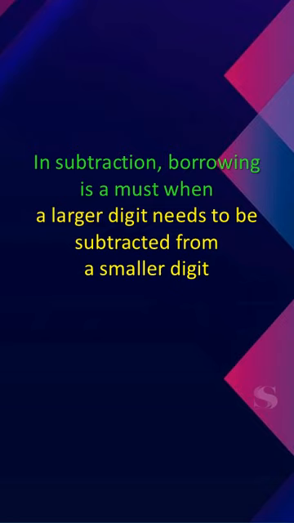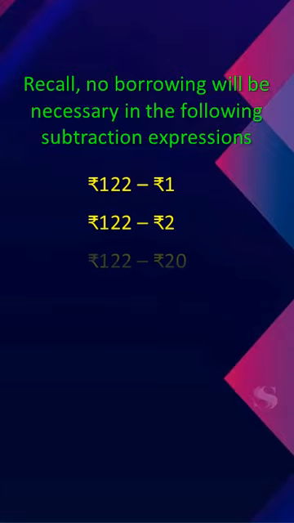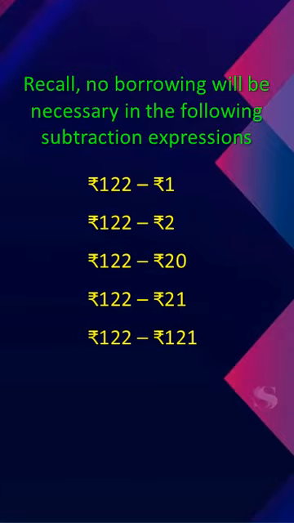In subtraction, borrowing is a must when a larger digit needs to be subtracted from a smaller digit, that is, when the quantity of packets of a particular kind is less than the required quantity of packets for subtraction. No borrowing is needed when we subtract 21 from 122 or 122 from 122. In the examples, digits of the subtracted number is smaller than the corresponding digits of the number from which it is being subtracted.